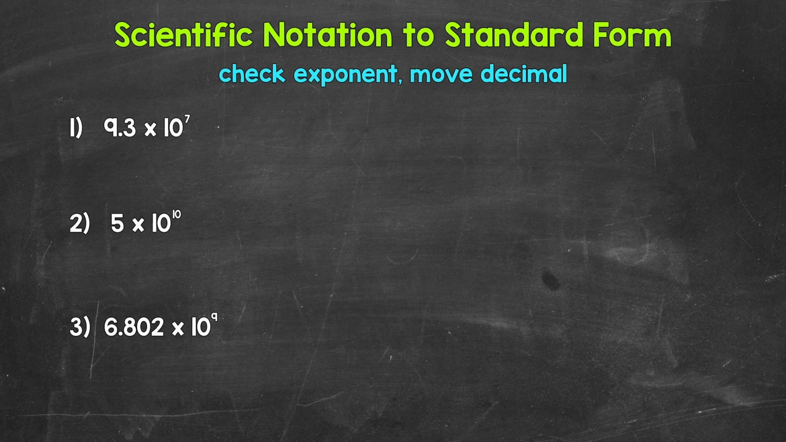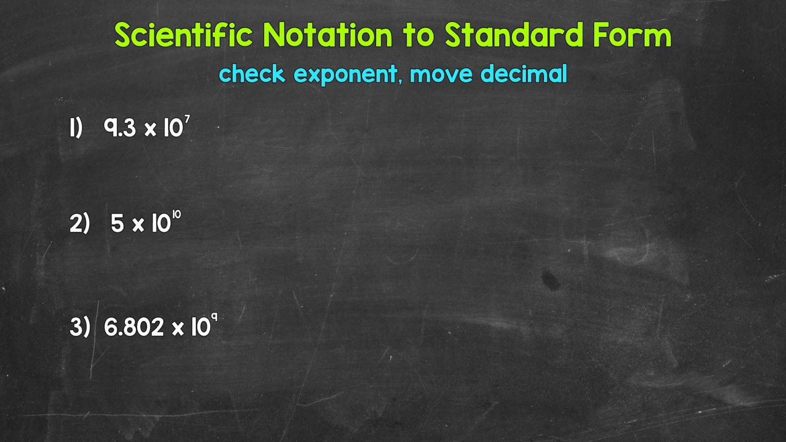So again, we're going to go from scientific notation to standard form, which standard form is basically how we typically think of numbers and write numbers. Let's jump into our examples, starting with number 1, where we have 9.3 times 10 to the 7th power. And this is actually about the distance in miles that the Earth is from the Sun. So we have a large number here, a really far distance. Let's write this in standard form.